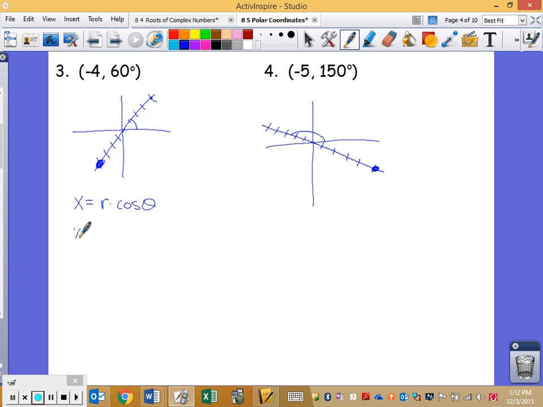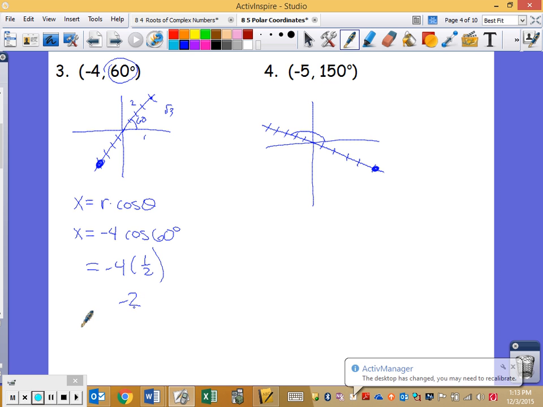All right? So if I want to go x equals, what's my r? -4. Cosine of, what's theta? You still use the theta in the problem. So it's 60 degrees. Okay? 60 degrees would be what? √3, 1, 2. So what's cosine of 60? It's 1/2. So -4 times 1/2 would be -2.